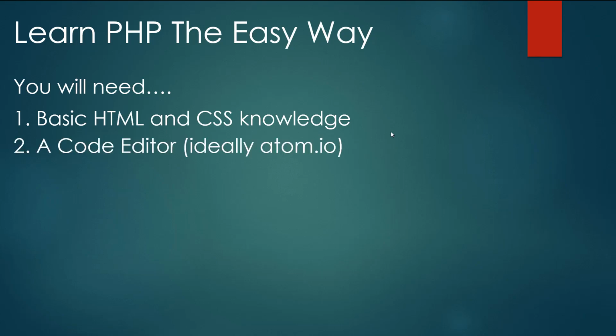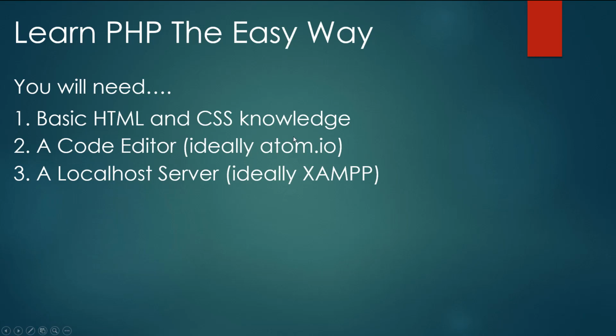The next thing you'll need is a code editor, ideally atom.io, which is the one that I'm going to show you how to install. The next thing you'll need is a localhost server, which is basically a way to have your own web server on your own PC. Instead of uploading your code every single time you make a change to HostGator or DreamHost or one of those places, you're going to be able to write and edit your code straight on your own PC, and that's going to make things a lot faster.